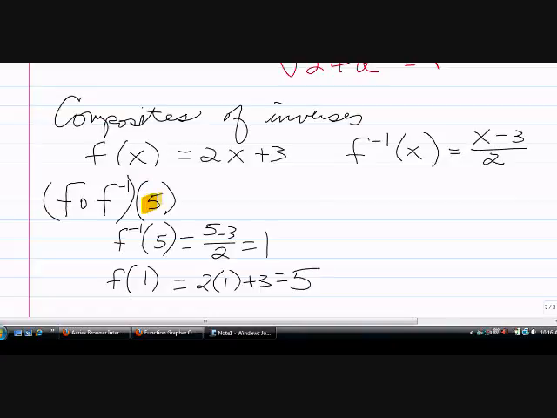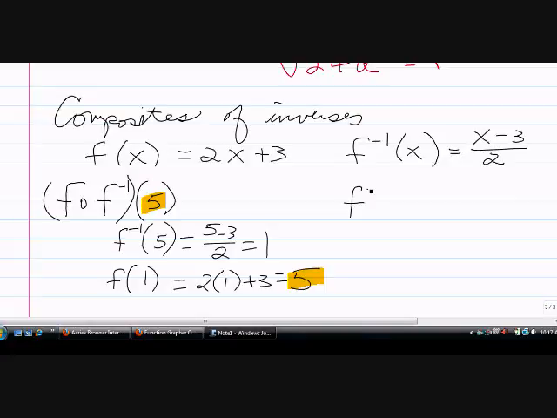Huh. I composed a function with its inverse. First I find the inverse function at that 5. I calculate it. And then, since it's a composition, I take the output of that one and I put it into the function on the left. I put that 1 into the function on the left. 2 times 1 plus 3, and I get 5. Okay.